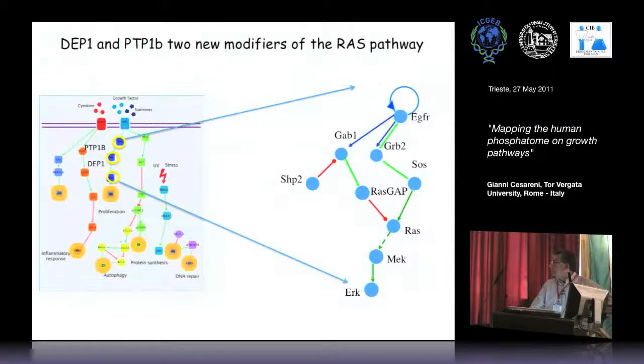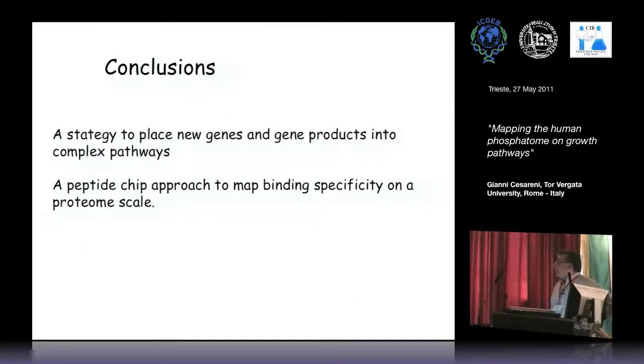So in conclusion, by using these two types of approaches that I've just described, we identified the target of PTP1B in the ERK pathway and the target as well of DEP1 in the ERK pathway. So we have added two new modulators of this pathway. I've tried to describe a strategy to place new genes and gene products into complex pathways by doing high content siRNA screening. And I've shown a peptide chip approach to map binding specificity on a proteome scale.